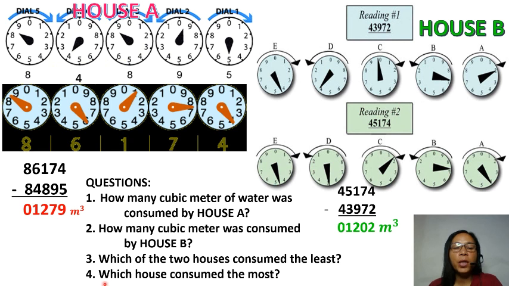Number 4 question. Which house consumed the most? Okay? Which house consumed the most? So, the house that has the biggest consumption of water is, nasagot na natin tong least, so ang naiwan na lang is house A. So the house that consumed the most water is house A, which has a consumption of 1,279 cubic meter. Ayan. So now you know how to answer, how to compute, how to read, and how to interpret electricity and water bills.